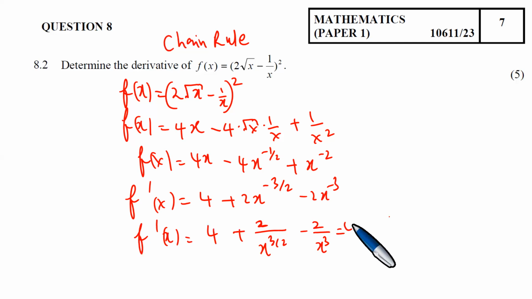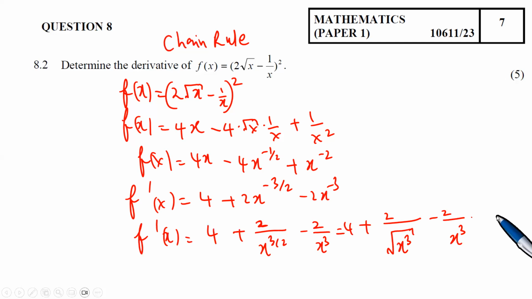This can also be written as 2 divided by x cubed, minus 2 divided by x cubed. Okay, so that becomes sort of the answer. And we are done with this question, for just 5 marks only. Next question, please. We have found the derivative of this function, and that is the correct answer. Next question.